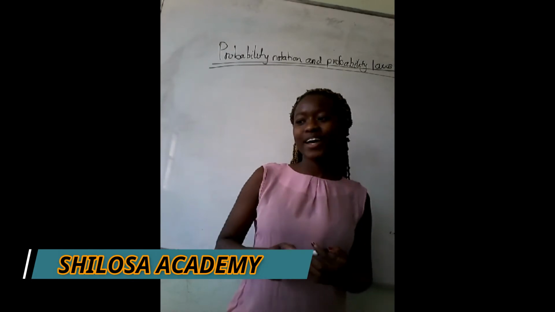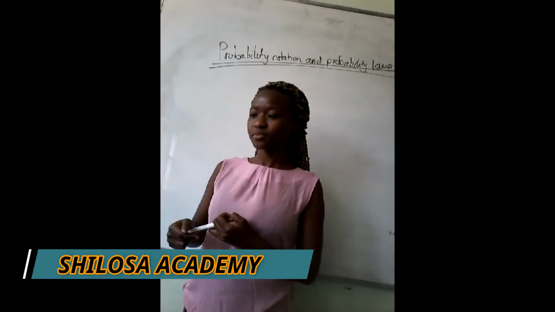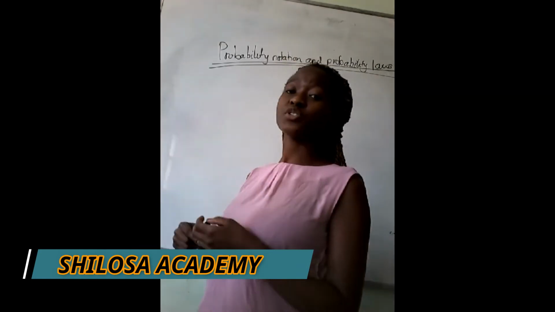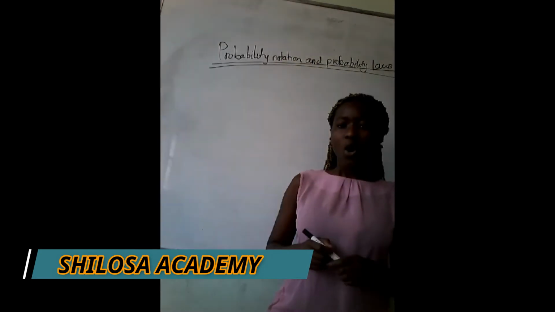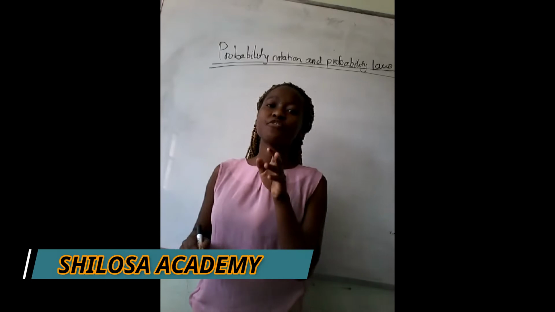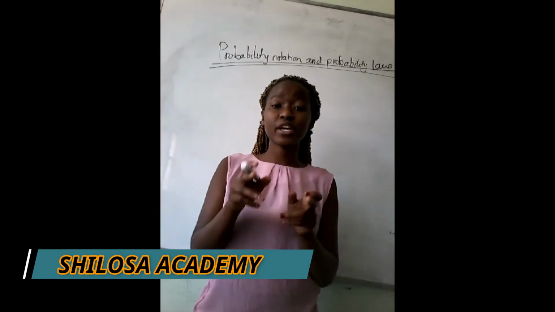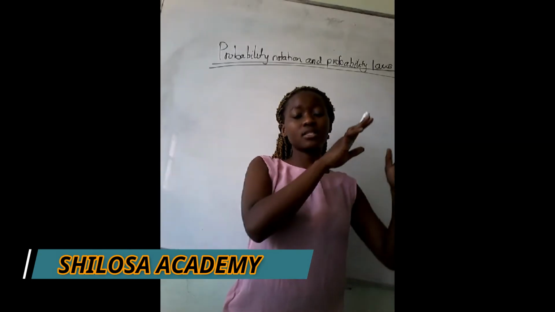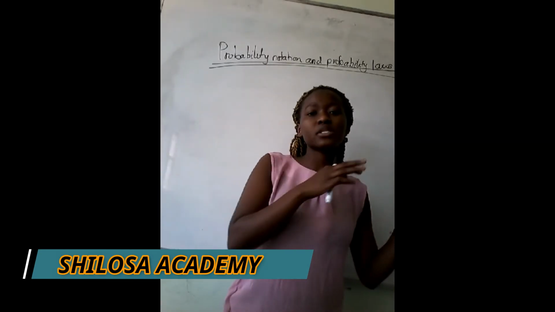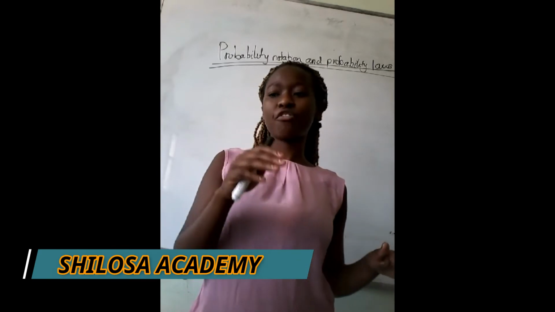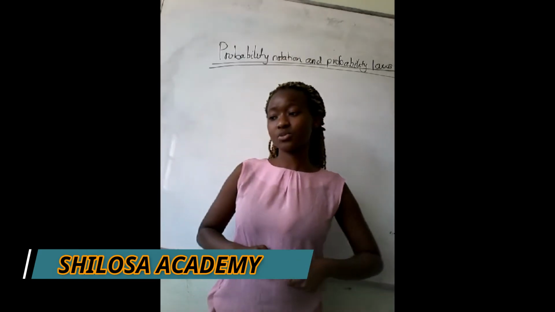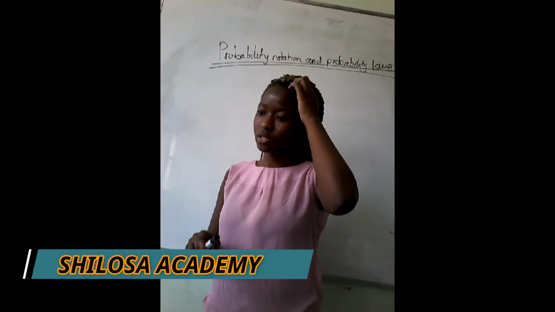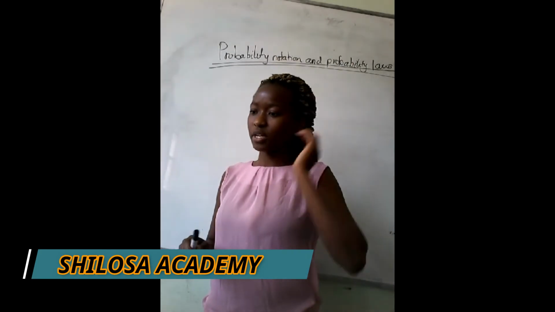So an event A of the experiment is defined to be a subset of S. What do we mean by event A? An event A is a subset of S because we are taking a part of S, the set of all possible outcomes. That's what we refer to as A. Let me give an example.